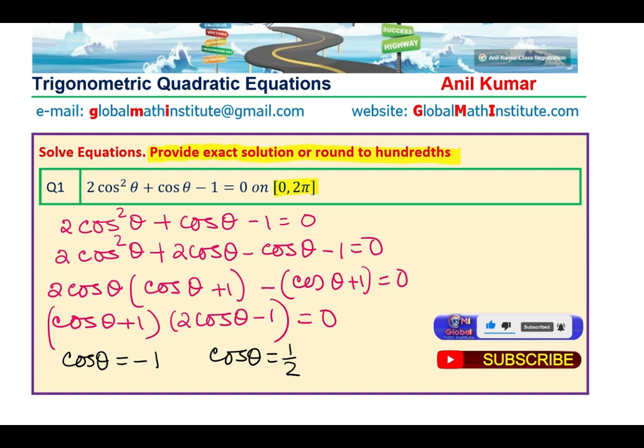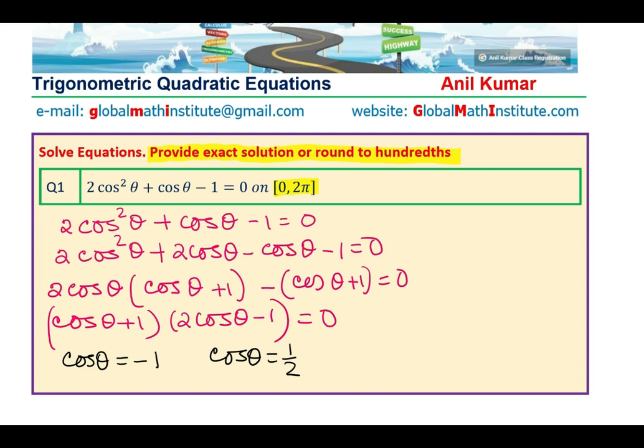Now, within this domain of 0 to 2 pi, as you know, the cosine function starts with 1, right? And then goes like this. So when we are looking at minus 1, there is only one solution. So from 0 to 2 pi, one of the solutions is pi, and that is for minus 1. So we can write theta equals pi.